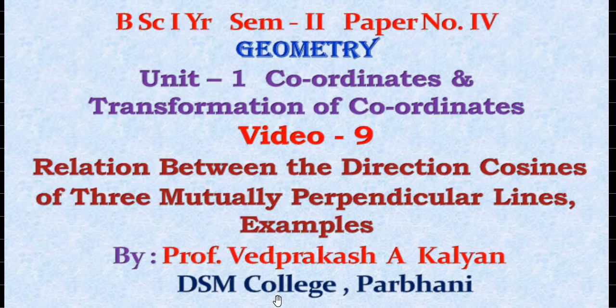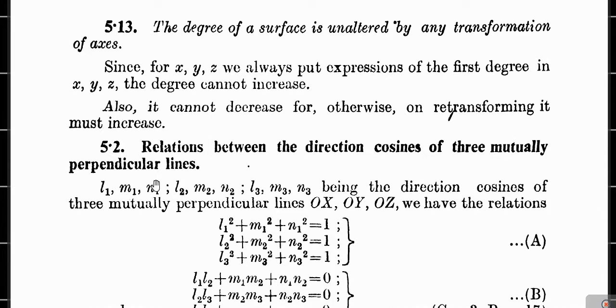Now in today's class we are going to study a relation between the direction cosines of three mutually perpendicular lines, and also we are going to study one corollary based on it. Before obtaining the relation between direction cosines of three mutually perpendicular lines, first of all we will mention one important remark about the transformation of axis.